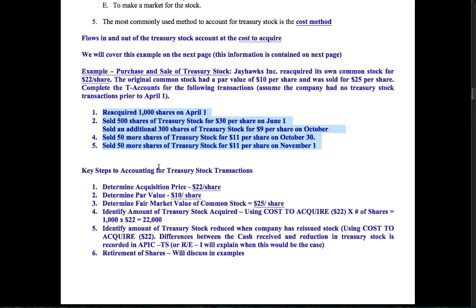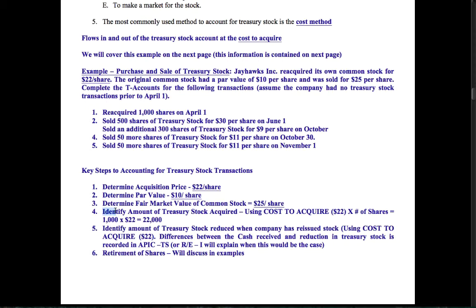But a few things to highlight for you as you're starting a transaction to make sure you understand what you need to do. One, you need to determine what the acquisition price is. And for this example, it is the $22 per share. And this is the dollar amount that the treasury stock account will flow in and out of. So all entries that hit the treasury stock GL account will be reflective of this $22 per share price. Second, determine what the par value of the shares was, $10. The fair market value of the common stock, $25.